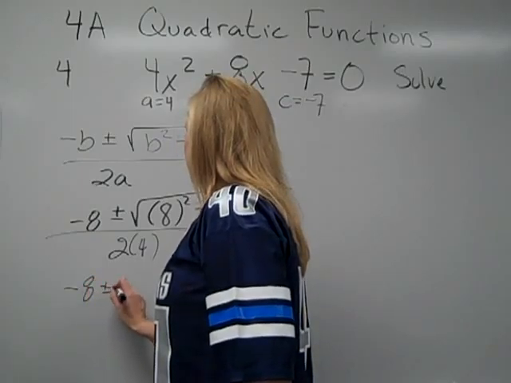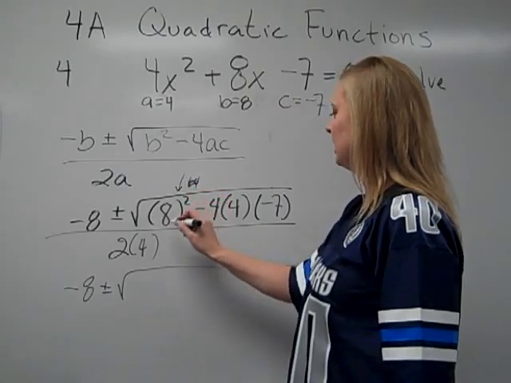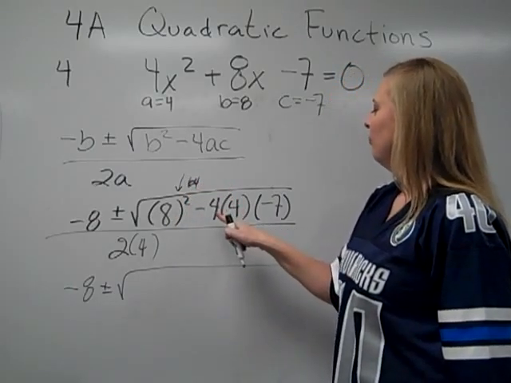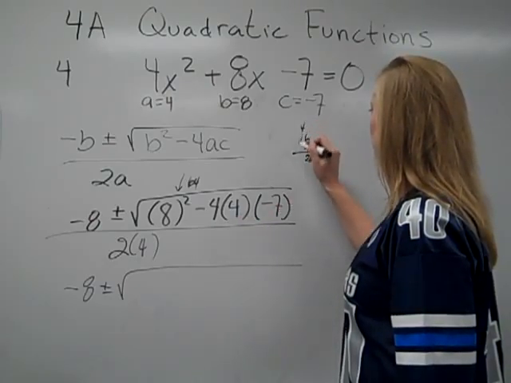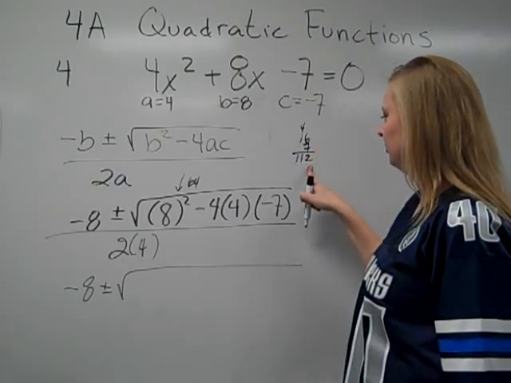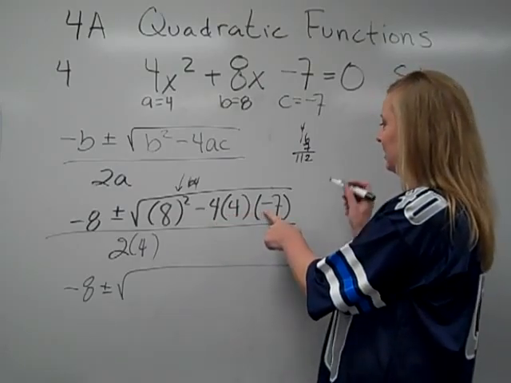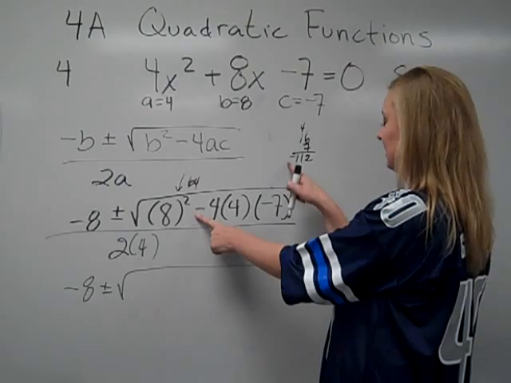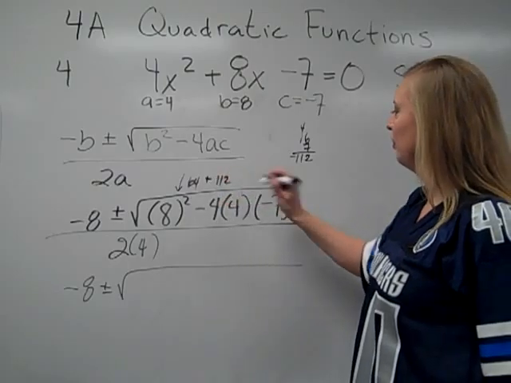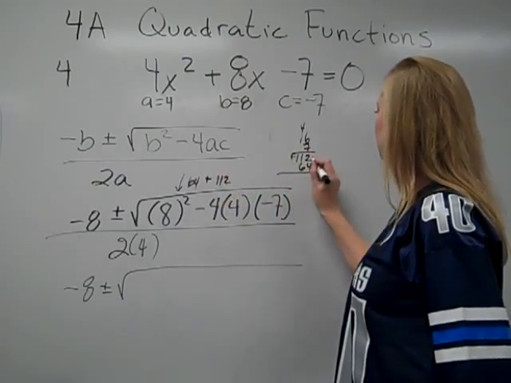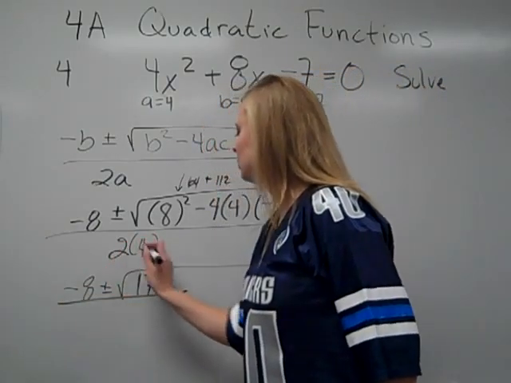Negative 8 plus or minus the square root of, here we have 64, 8 times 8 is 64. 4 times 4 is 16 times 7, 112. So positive times positive is positive, times a negative is a negative. If we subtract this negative, we're going to add 112. So 64 plus 112 is 176, all over 2 times 4 is 8.